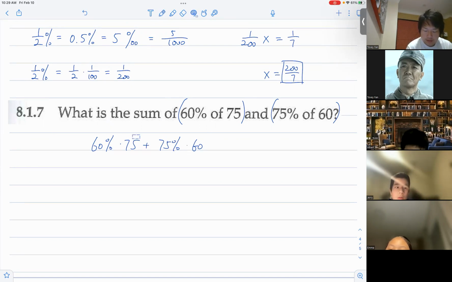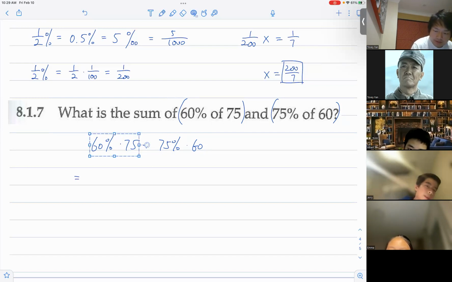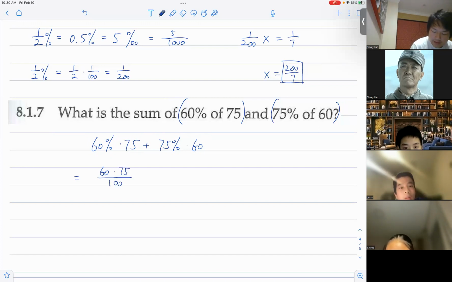For these two, what do you think? Do they have the same result? Do they have the same product or not? Before you calculate it, okay? Do you think they have the same product or no? No? Why? Okay, what if we change the percentage into over 100 and have a look? So the first number becomes 60 over 100 times 75, right? In other words, it's just 60 times 75 over 100, right? For the second one, it's the same, you see? It's 75 over 100 times 60. Okay, so they actually have the same product.